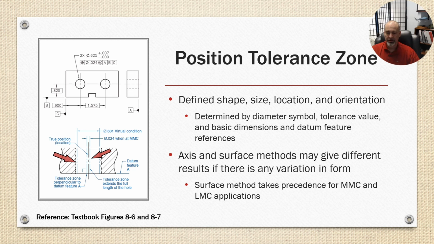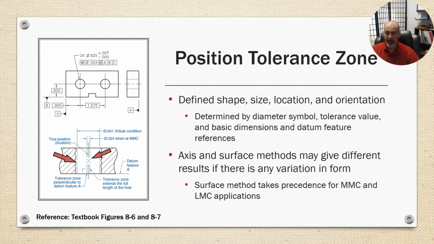So here you see the two different versions. Okay, so our virtual condition is driven by the surface method. So you're calculating the diameter of the hole, and you have a virtual condition, and that's what you base a functional gauge off of that would touch the surfaces.